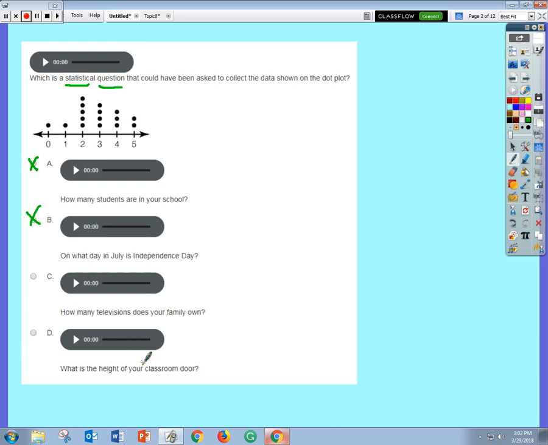What is the height of your classroom door? Again, if your classroom door is 0 inches or feet, you're not getting into it. There's no door. Correct answer here would definitely be C. That makes sense with that data right there.